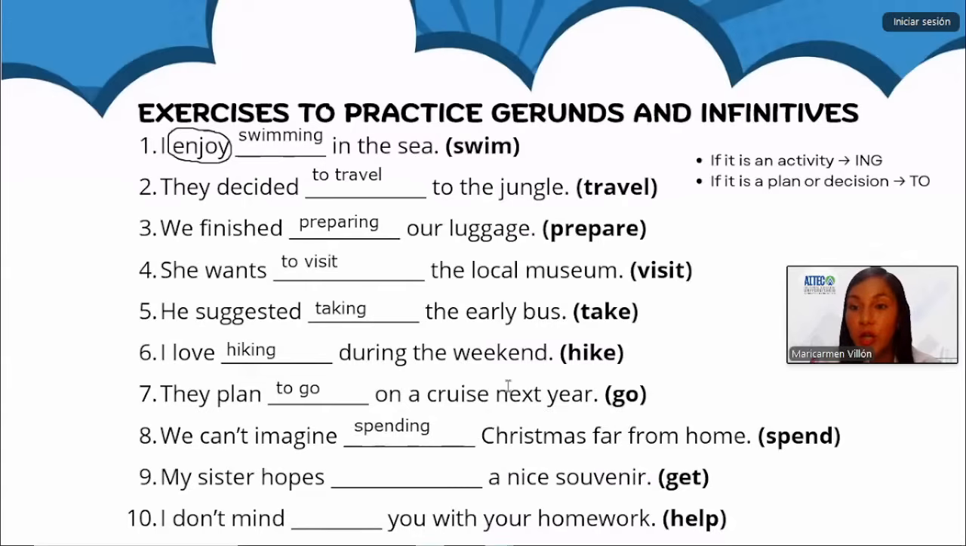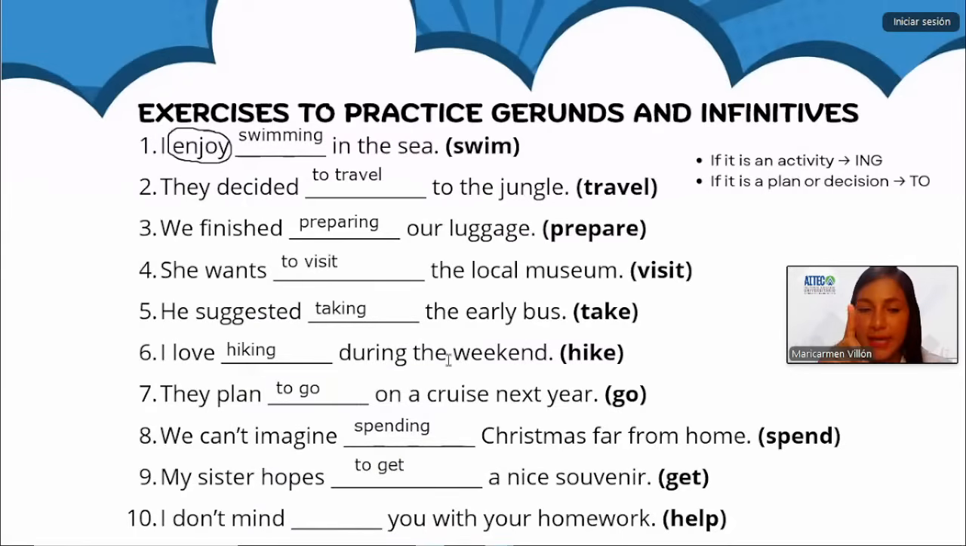Dice, my sister hopes. Esa está buena to me. A nice souvenir. Hopes. What do you think it is? Hopes. My sister hopes to get or getting. Excellent, thank you. And one more.